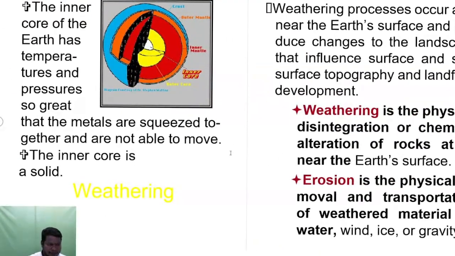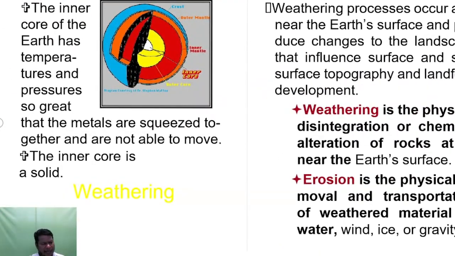Then the inner core. The inner core of the earth has temperature and pressure so great. This indicates the inner core, the inner core of the earth. The diagram shows very great pressure and temperature are available. The metals are squeezed together and are not able to move. The inner core is a solid.